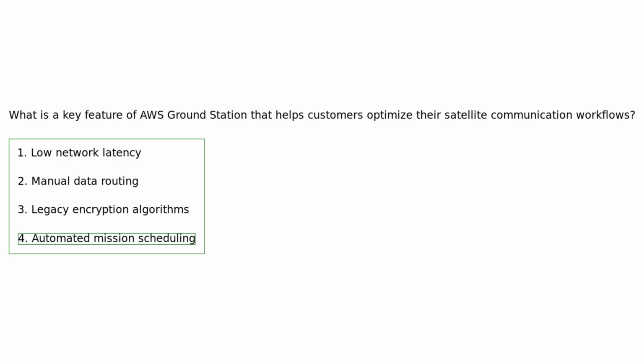A key feature of AWS Ground Station that helps customers optimize their satellite communication workflows is the automated mission scheduling, which streamlines the process of scheduling and managing satellite communication passes for efficient data collection and analysis.